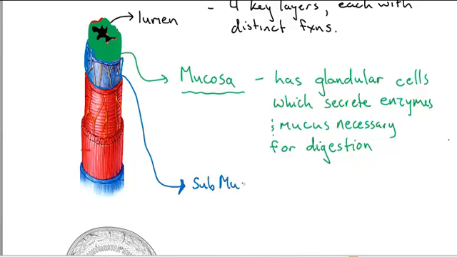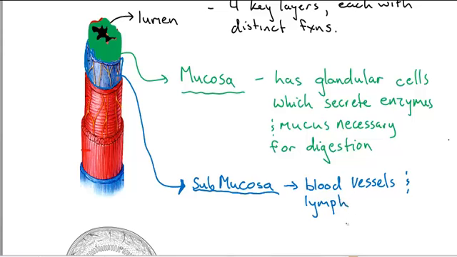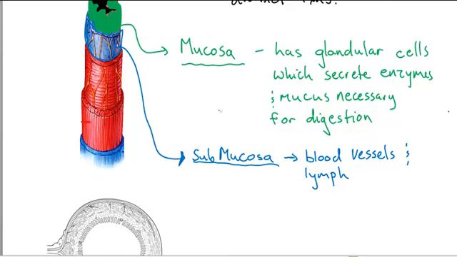Sub meaning below, and I know because we're looking outside it doesn't really look like it's below, but if you were moving from the lumen outwards, the submucosa is outside or below the mucosa. And the submucosa is really full of the blood vessels and lymph, necessary for nourishing the tissues and also for picking up the nutrients. So the submucosa is much more prevalent in the small intestine where a lot of absorption is occurring.